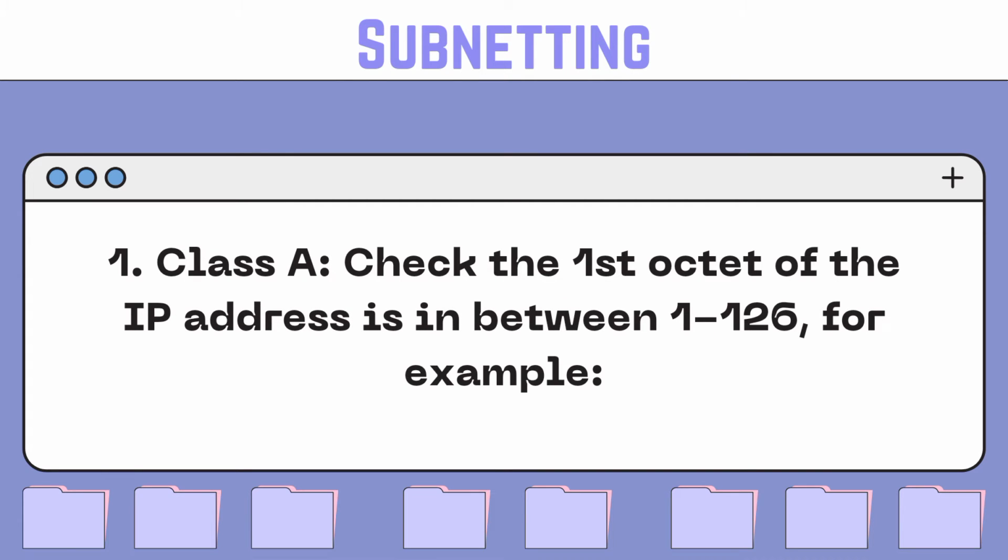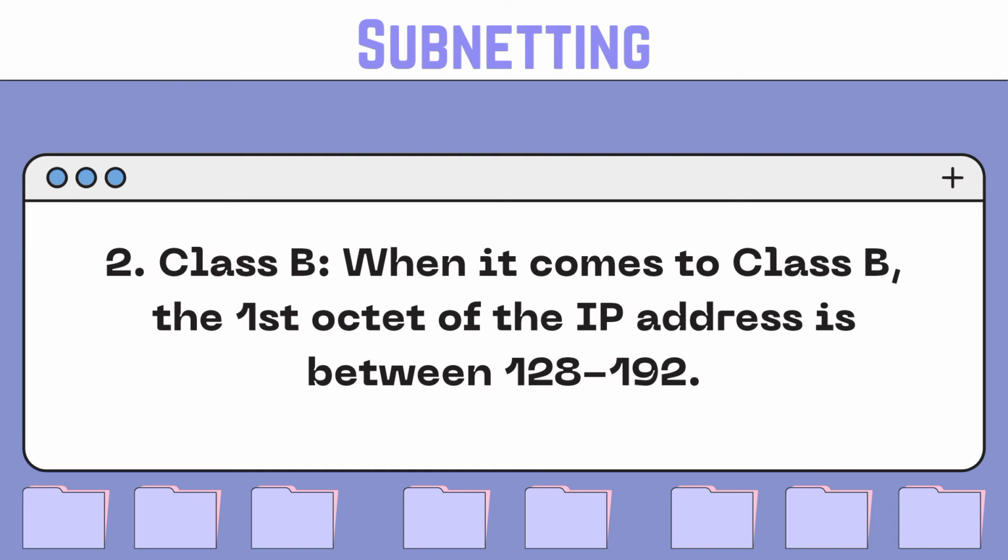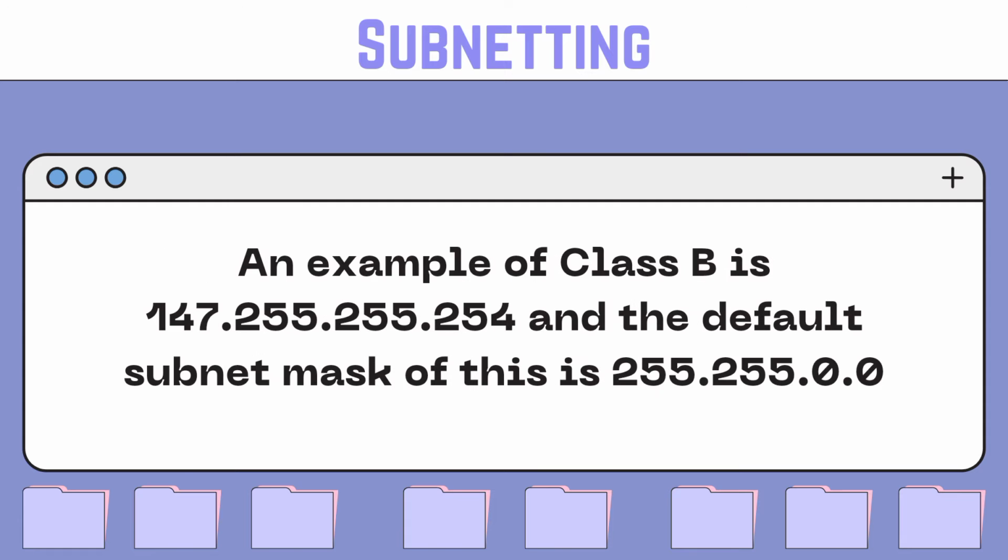To differentiate all of the classes, let's start with this. Class A. Check the first octet of the IP address if it is between 1 to 126. For example, 68.255.255.255. That is Class A. It also has the default subnet mask of 255.0.0.0. Now, Class B. When it comes to Class B, the first octet of the IP address is between 128 to 191. An example of Class B is 147.255.255.254, and the default subnet mask of this is 255.255.0.0.